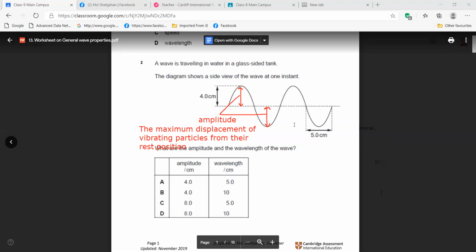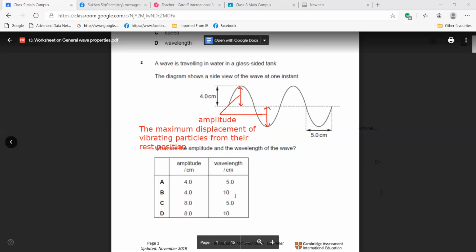So you should understand that a complete wave means one crest and one trough. So in one complete wave, we have two amplitudes, right? Do you understand? Is it clear to everyone? The amplitude is clear to everyone. Then we can go to wavelength.